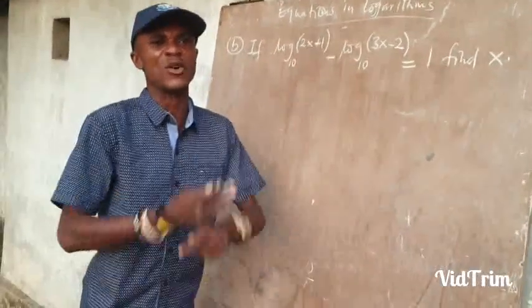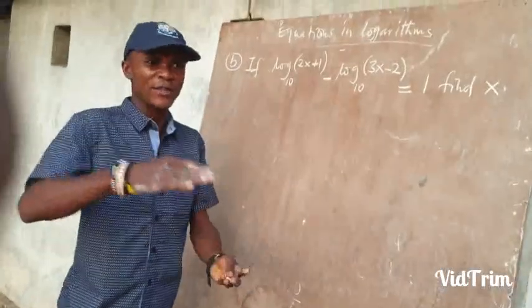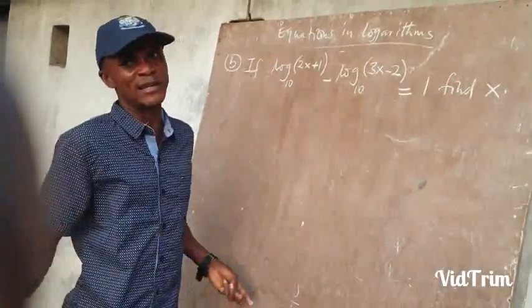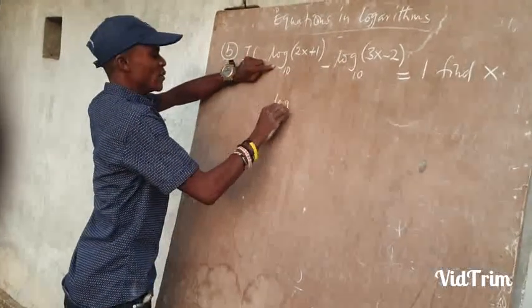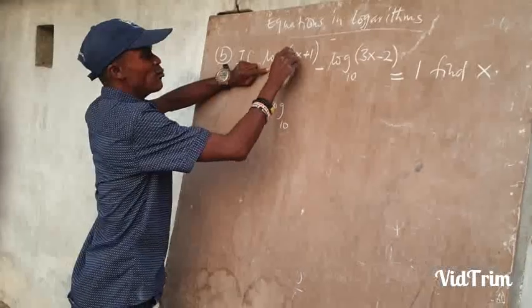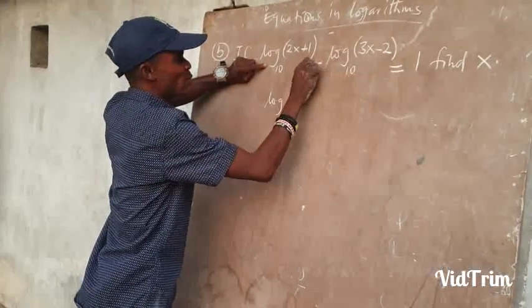So when you see subtraction, you divide. If you see division, you subtract. When you see subtraction, you have to divide. So if that is the case, log base 10, we can take 1. We divide these two figures. Why? Because of the subtraction sign.